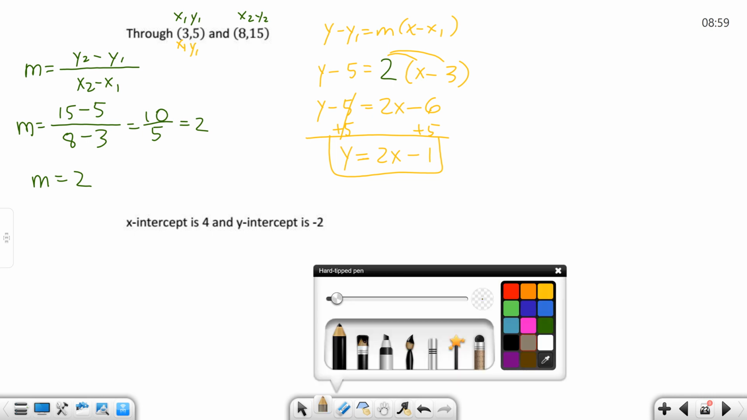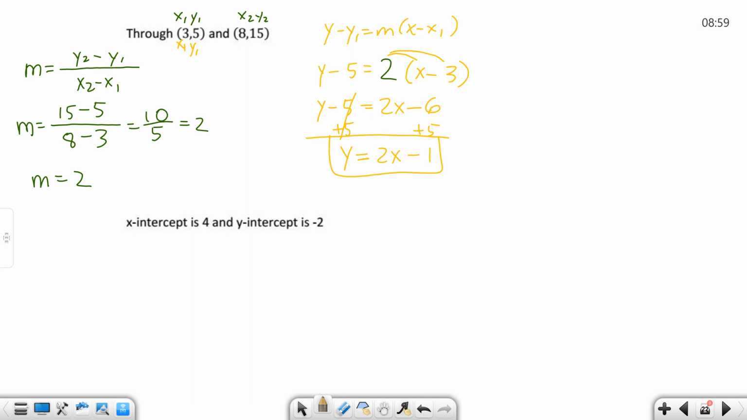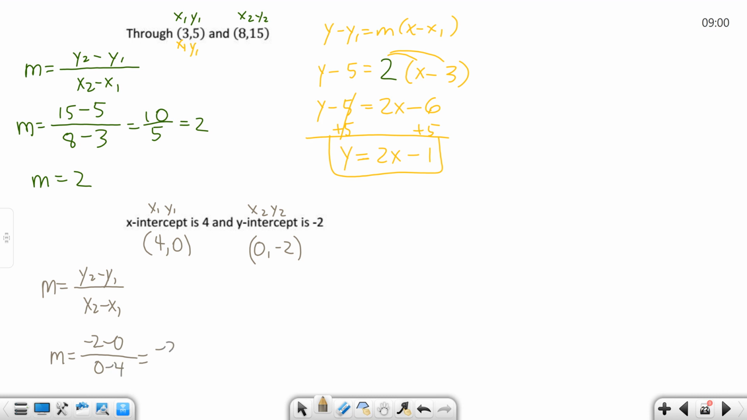And then I have one where I said, okay, the x-intercept is 4 and the y-intercept is negative 2. So again, x-intercept is 4 means it's (4, 0). That's one point. And the y-intercept is negative 2 is (0, negative 2). So this is going to be x1, y1, x2, y2. I'm going to find my slope: y2 minus y1 over x2 minus x1. So m equals negative 2 minus 0 over 0 minus 4, which is negative 2 over negative 4, which is 1/2, right? Negative over negative is positive. 2 over 4 is 1 over 2. So the slope is 1/2.